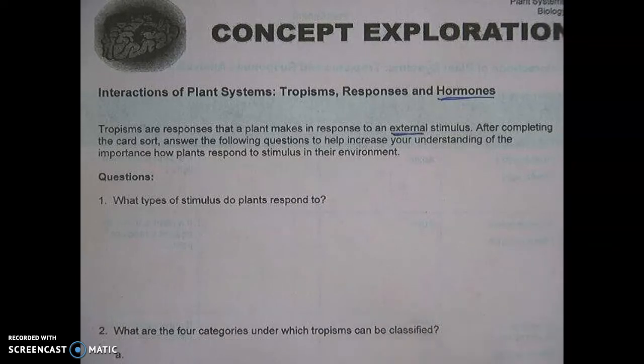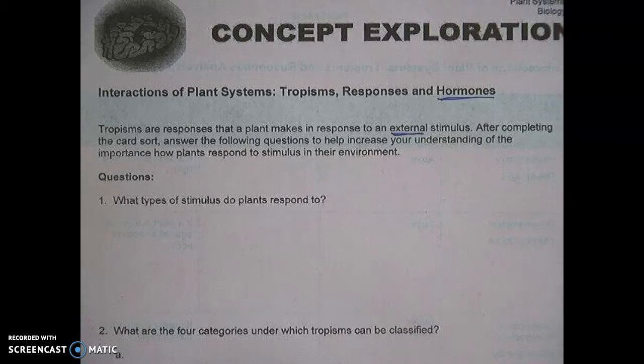So it does say after completing the card sort, answer the following questions to help increase understanding of this stimulus response in the environment for plants. I did not create the card sort. Basically, that's your cheat sheet. What we should have done is taken those 3 columns, cut them up, and then you should have matched tropism with a response to an external stimulus, and then just one of the pictures that was provided. I felt like since we've been studying this, we could go ahead and just use it as a cheat sheet and move forward just studying because we really want to learn about hormones today.